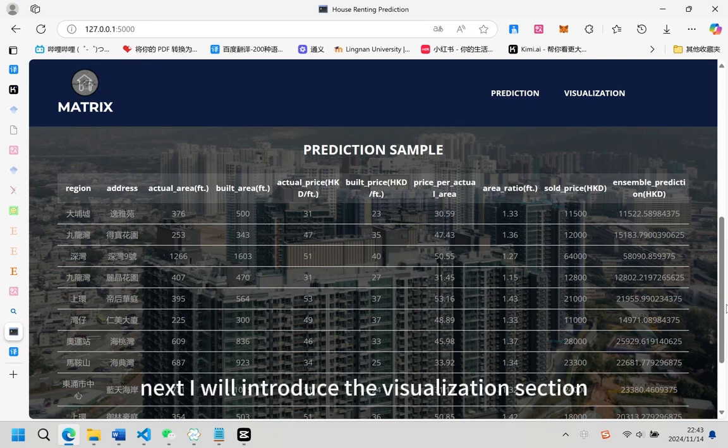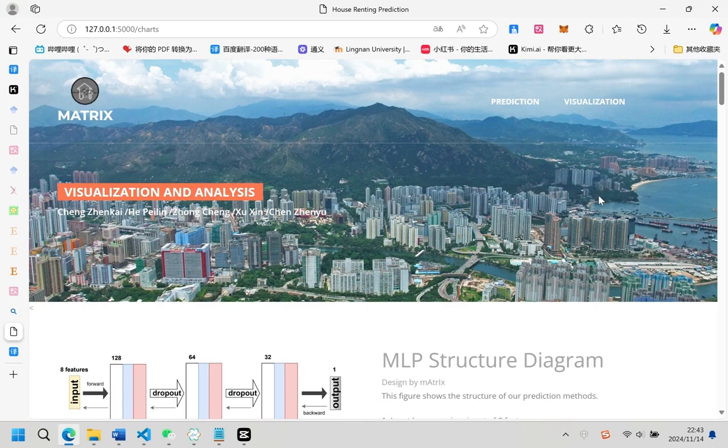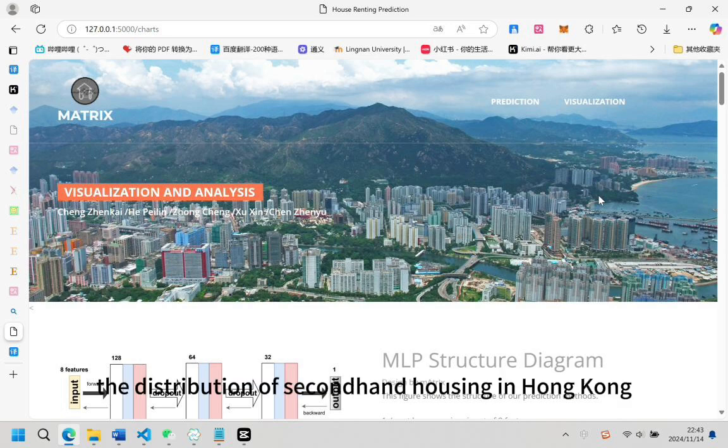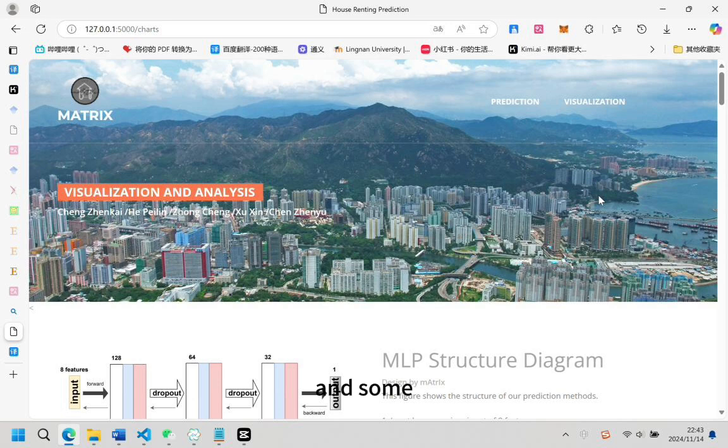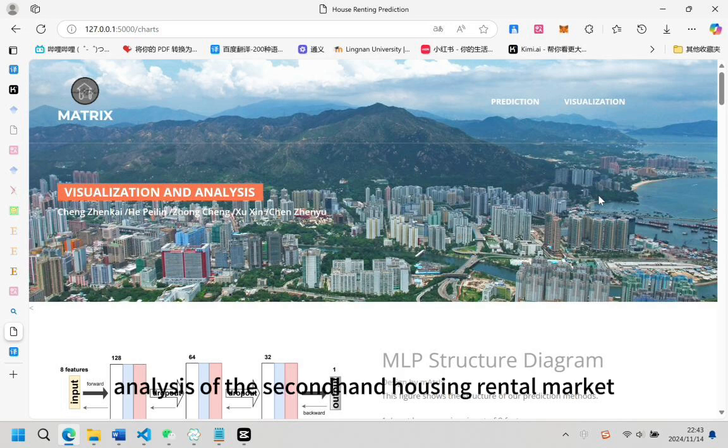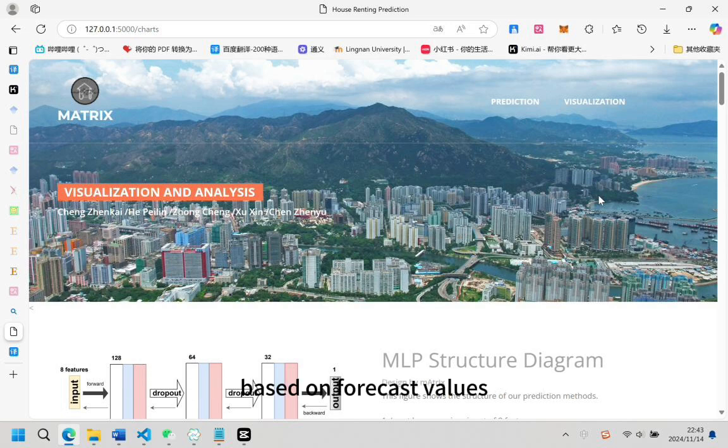Next, I will introduce the visualization section. This part showcases the technical architecture we used in our project, the distribution of second-hand housing in Hong Kong, and some analysis of the second-hand housing rental market based on forecast values.